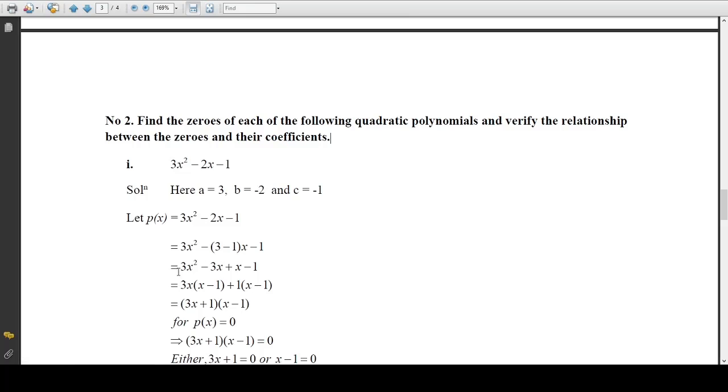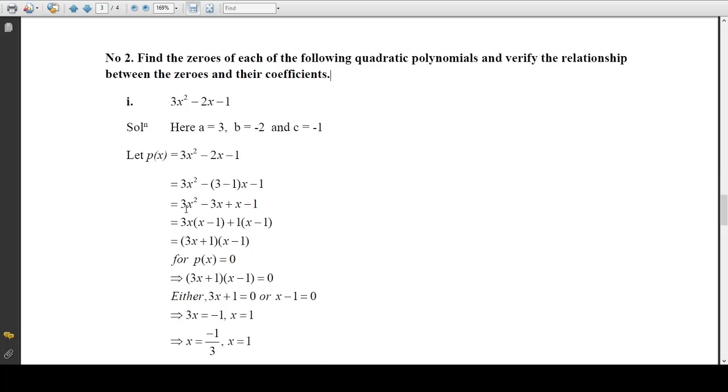You take common between the first and second, third and fourth. Between the first and second, 3x is common. Therefore, you will have inside the bracket x minus 1, because 3x is already taken common. 3x multiply 1 is 3x, isn't it? Therefore, inside the bracket you have x minus 1. And between the third and the fourth, there is no common term, neither x nor 1.